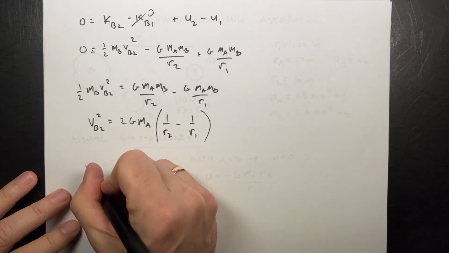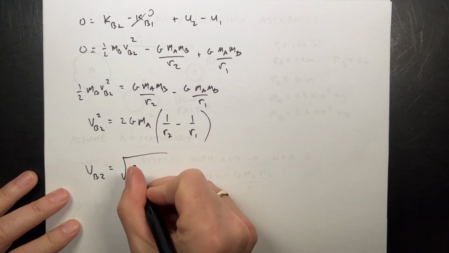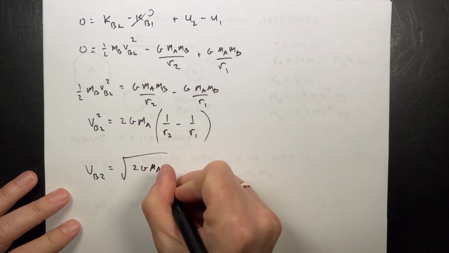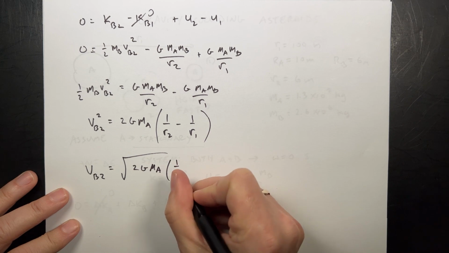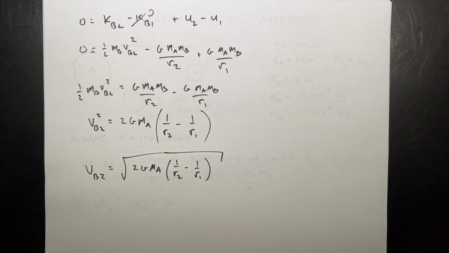So I get VB2 is going to be the square root of 2G MA times (1 over R2 minus 1 over R1). Let's go ahead and calculate that number. I'm going to calculate that in Python, just because we're going to be using Python later anyway. I want to put all these numbers in. Let's see what the final velocity for B2 is.